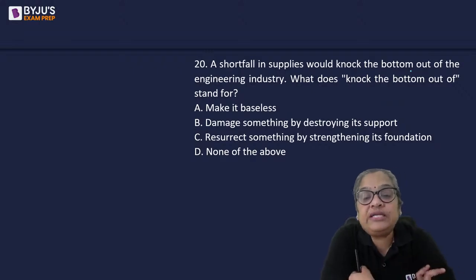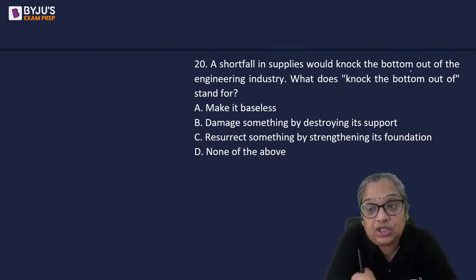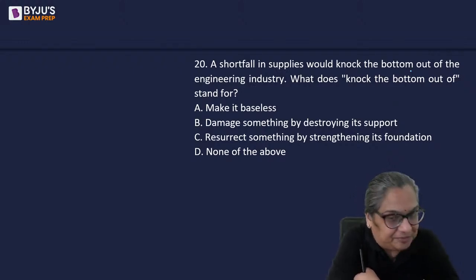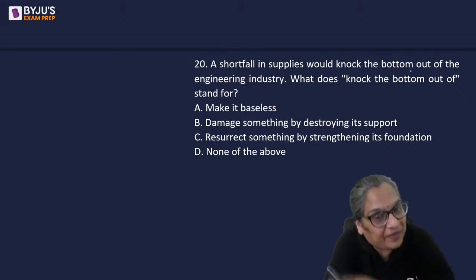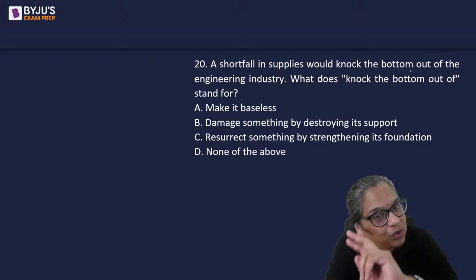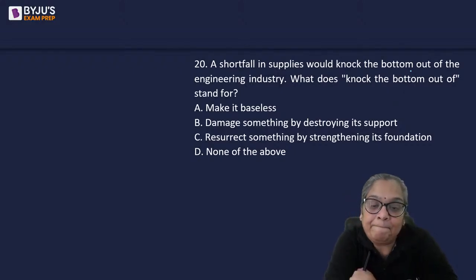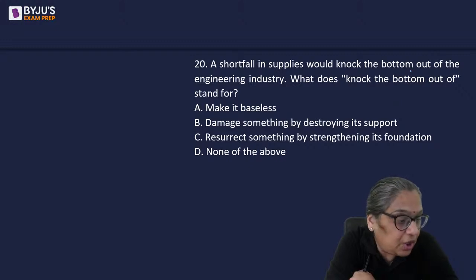A shortfall in surplus would knock the bottom out of the engineering industry. I've changed the options. Okay. What does knock the bottom out stand for? Because if you've done this question before in the exam, there were two options which meant the same thing. Damage something, make it baseless, damage something by destroying its support, resurrect something by strengthening its foundation, or none of the above. Question 20.